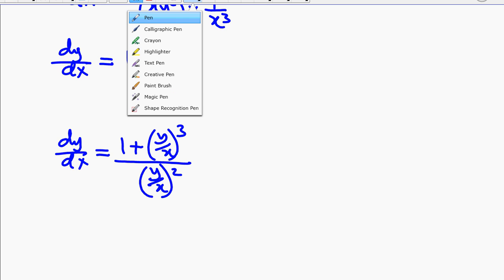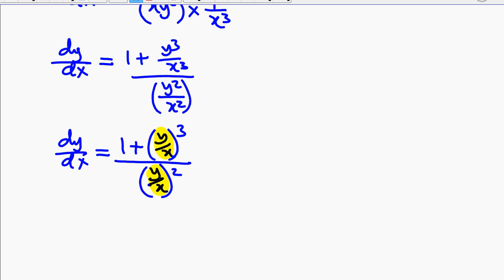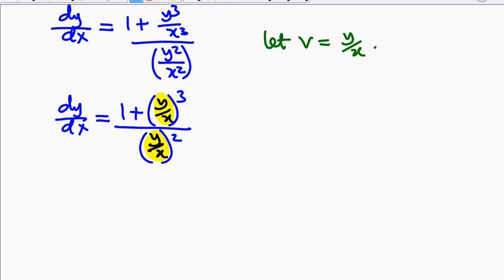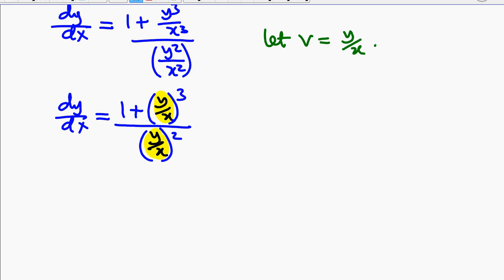And probably you can see the reason why I was heading in that direction, because we want to make the substitution. Now we can say, suppose v is equal to y over x, which means that our differential equation here will change to dy over dx is equal to (1 plus v cubed) over v squared. All right, it will change into that.